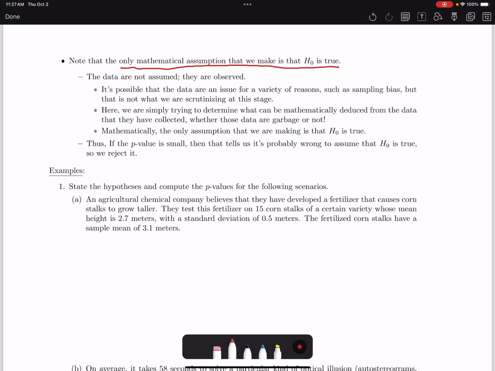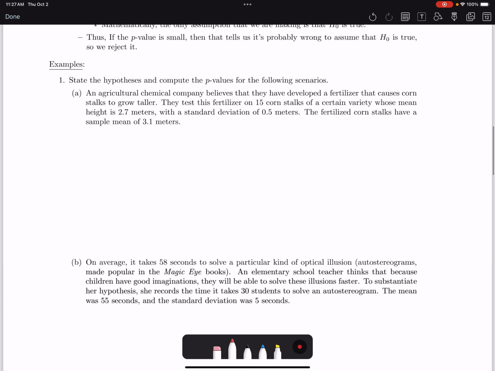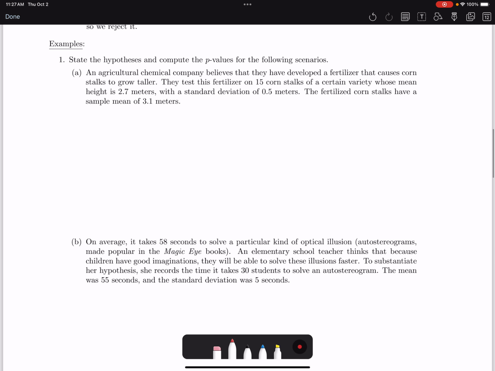Okay, so with that in mind, now let's look at a couple examples, and we'll practice computing some p-values using the techniques that we learned back in Chapter 2. And then I'll show you a shortcut way to do it in Art of Stat. Okay, so part A. It's the same scenario that we started the discussion with. An agricultural company puts some fertilizer on some corn stalks to see if they grow taller. And so we want to compute the p-value for this scenario. Let's also state the null and alternative hypotheses.